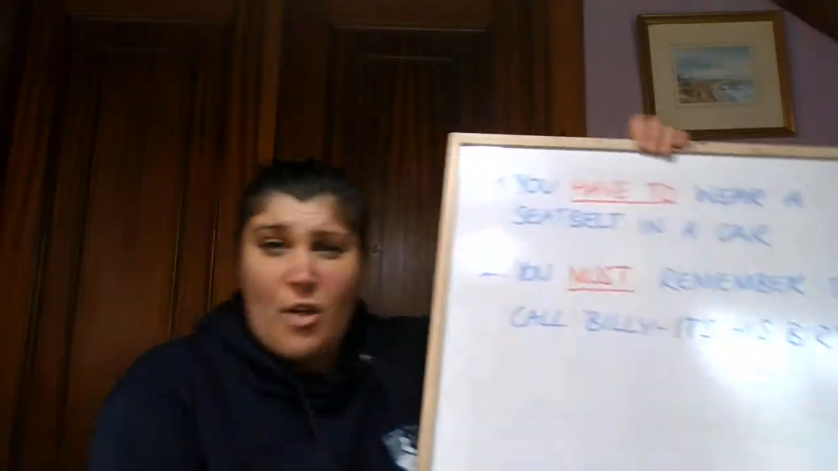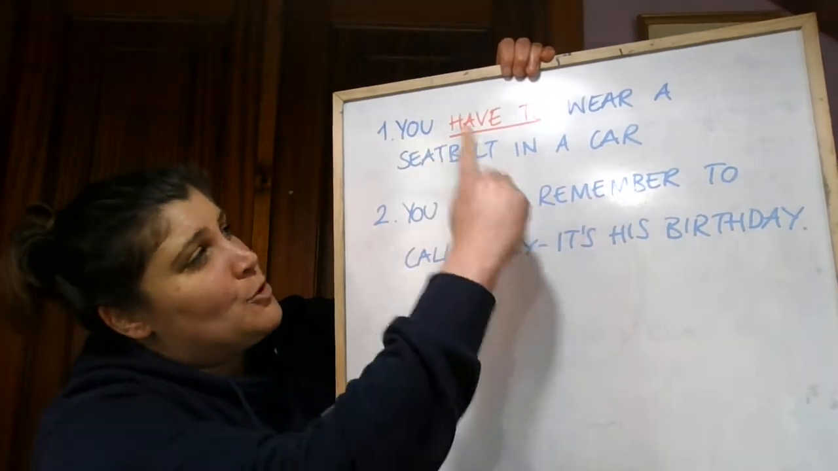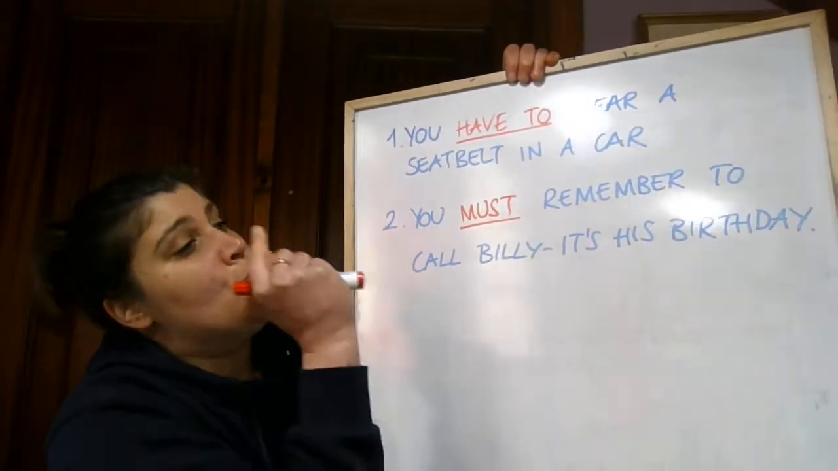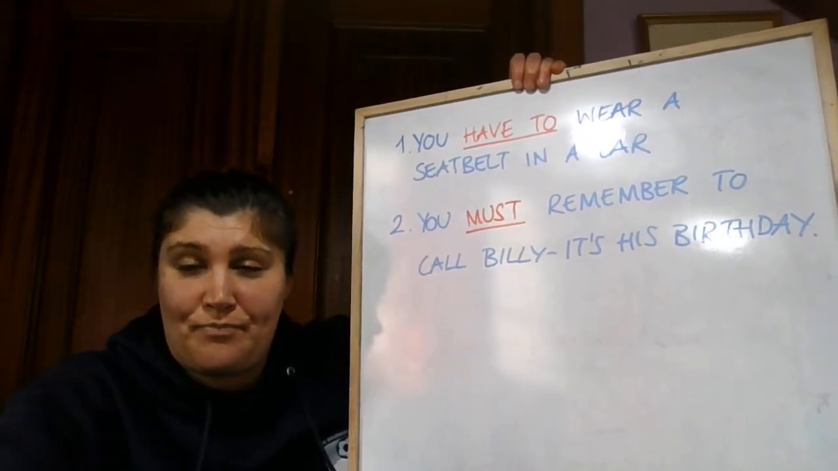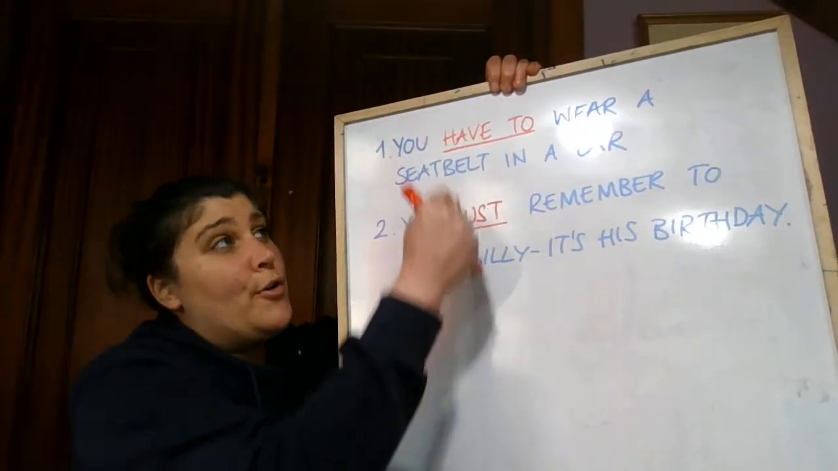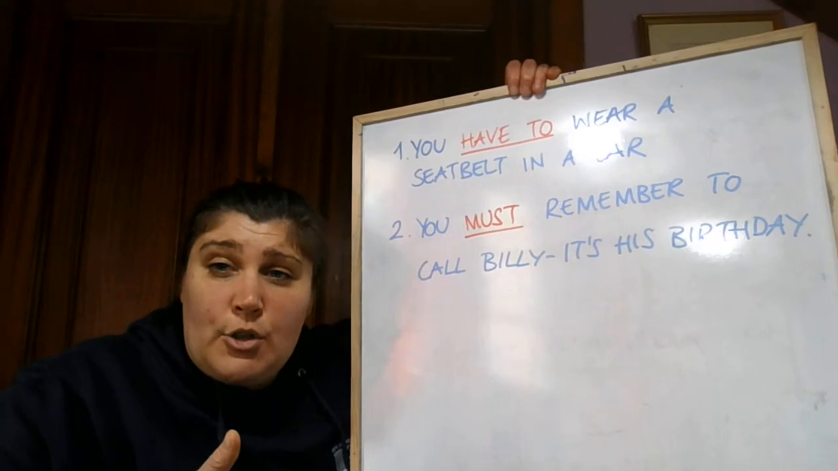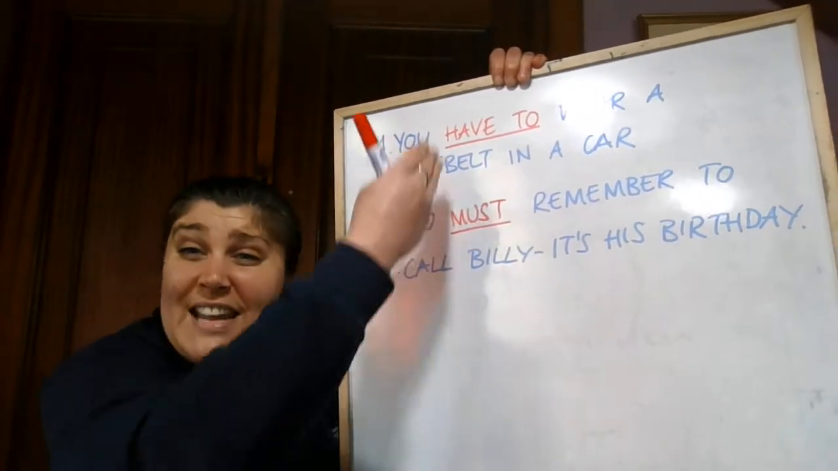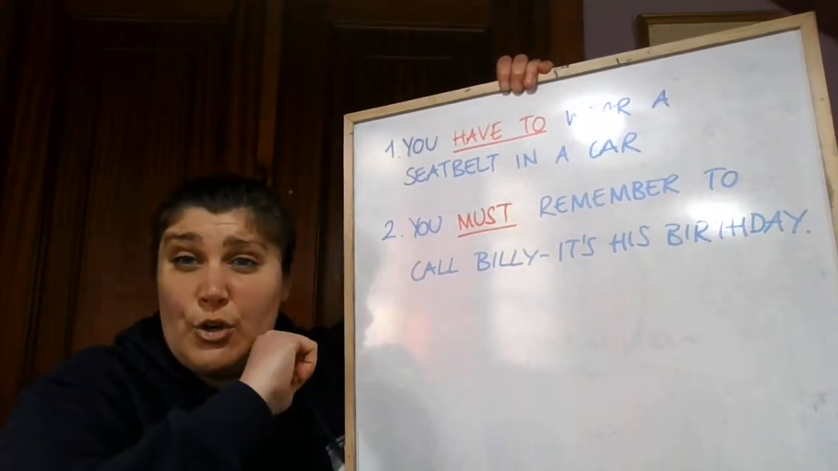Okay, so here I have the first bit of practice. All right, you have to wear a seatbelt in a car. You must remember to call Billy. It's his birthday. All right, now both of these modal verbs, have to and must, refer to an obligation. So they're very similar. But what's the difference between the two?